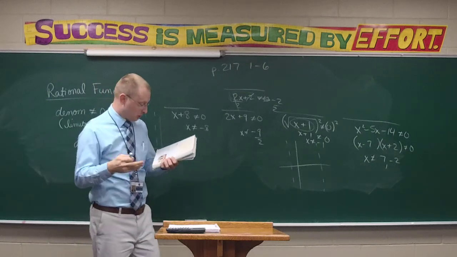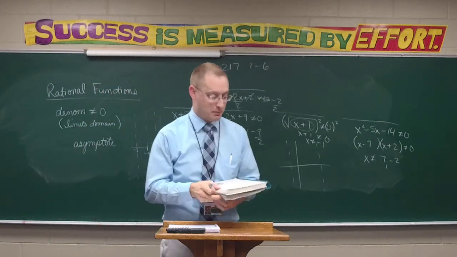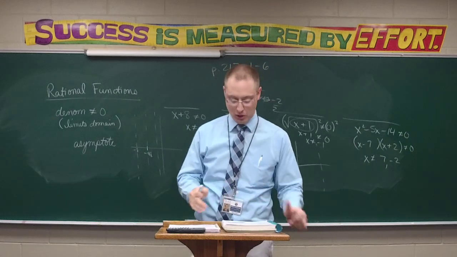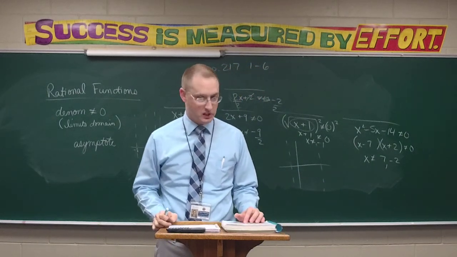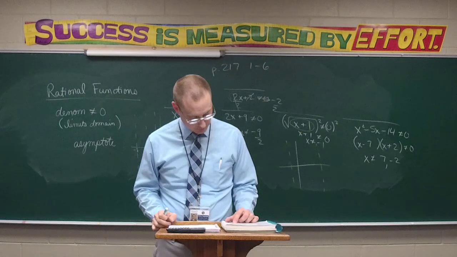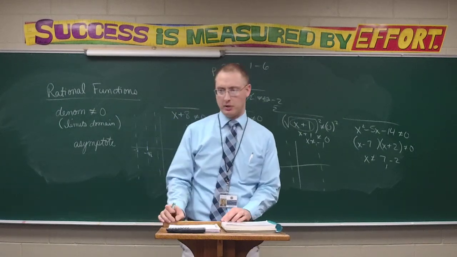All right, very similar problem. On number 6, what are the asymptotes going to be? Again, the vertical asymptotes on number 6. Audrey? Negative 8 and 3. Negative 8 and positive 3.